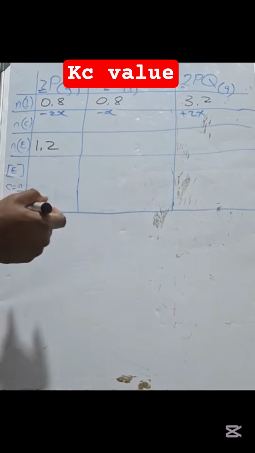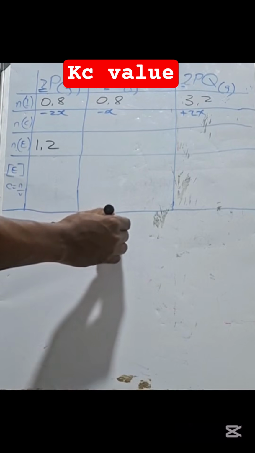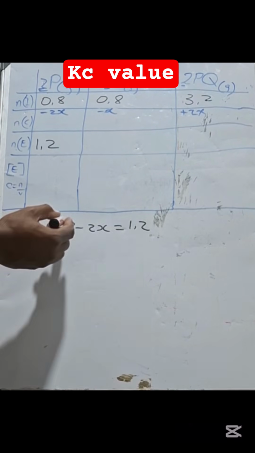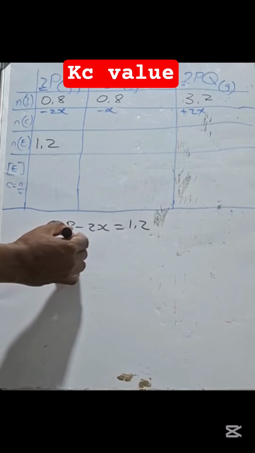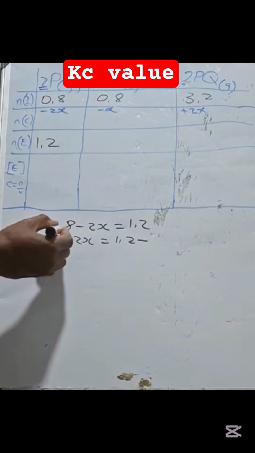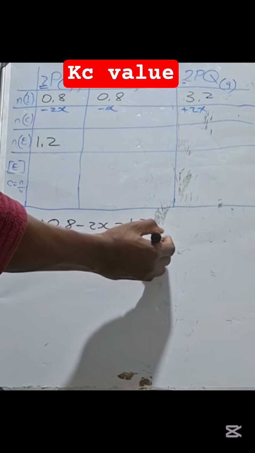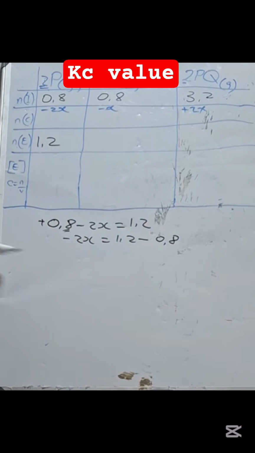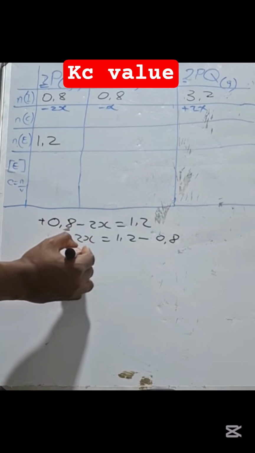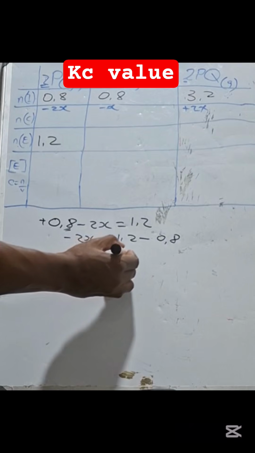Now let's solve for x. So we say 0.8 minus 2x is equal to 1.2. So I will transpose this one. I have minus 2x, which is equal to 1.2 minus 0.8. Then I will use my calculator. 1.2 minus 0.8. Then I get minus 2x, which is equal to 0.4.